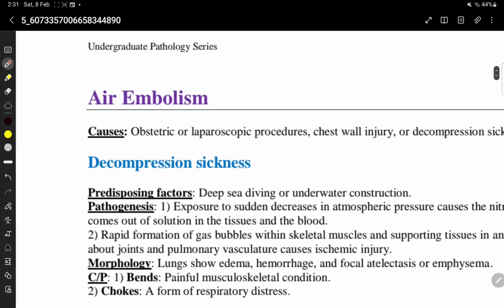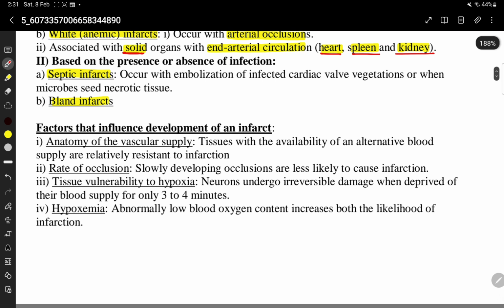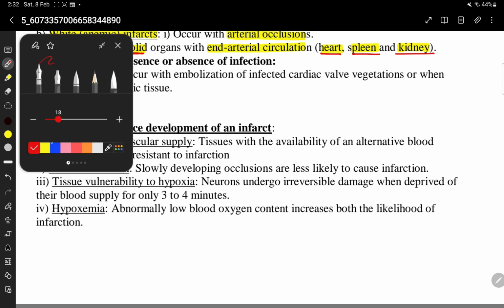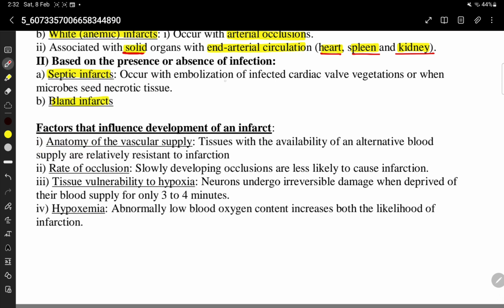On the basis of presence or absence of infection: septic infarct or bland infarct. Septic infarct occurs with embolization of the infected cardiac valve vegetation or when microbes seed the necrotic tissue. Infected cardiac valve vegetation के embolization के कारण या when microbes seed necrotic tissue.